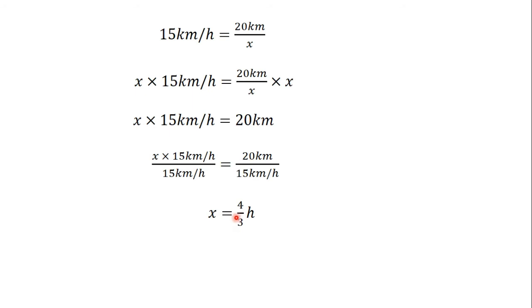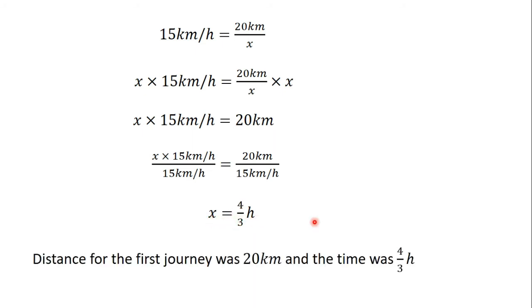20 divided by 15 will give us 4 divided by 3. Kilometers and kilometers will cancel each other out. So we will be left with hours. So x is equal to 4 divided by 3 hours. So we can see that for the first part of the journey, it took the motorist 4 divided by 3 hours to cover the 20 kilometers.